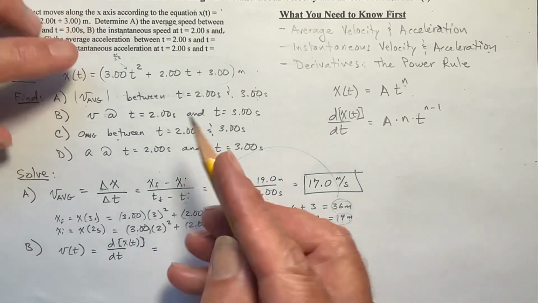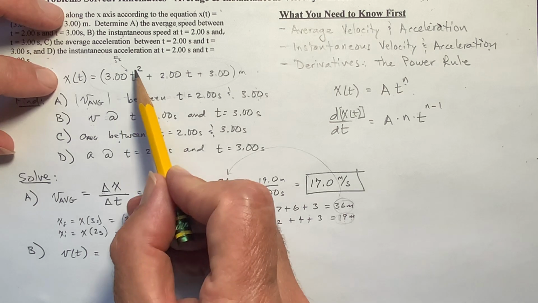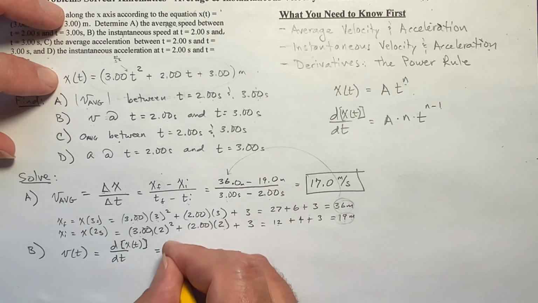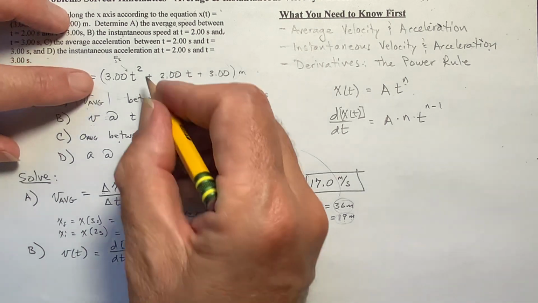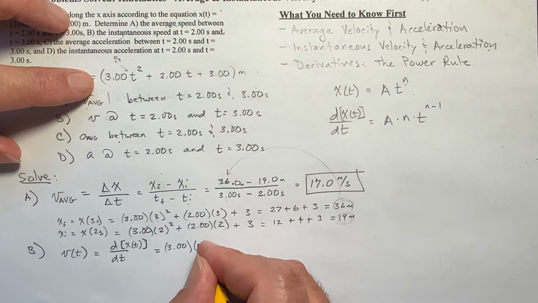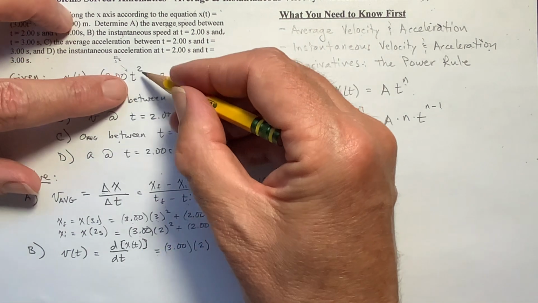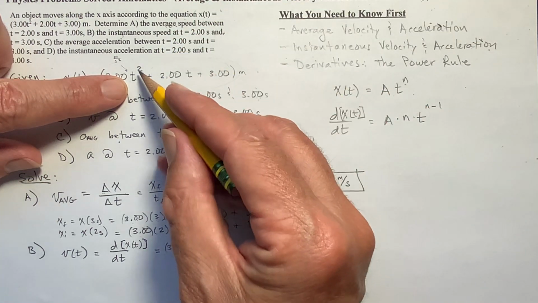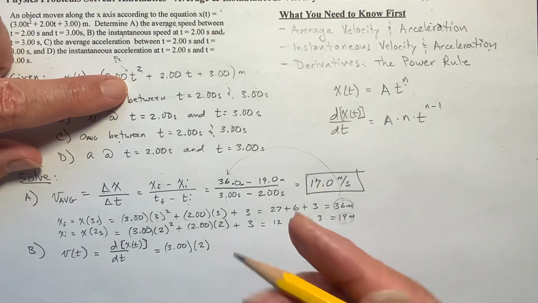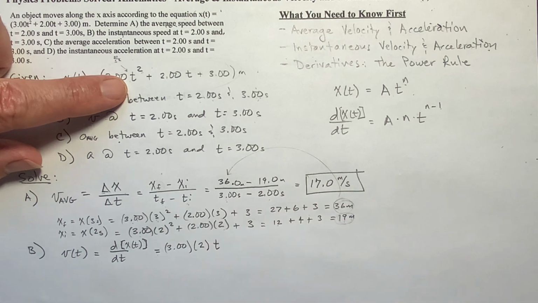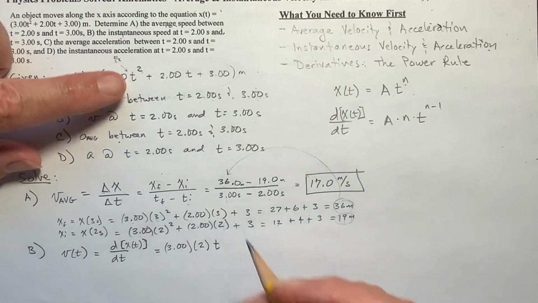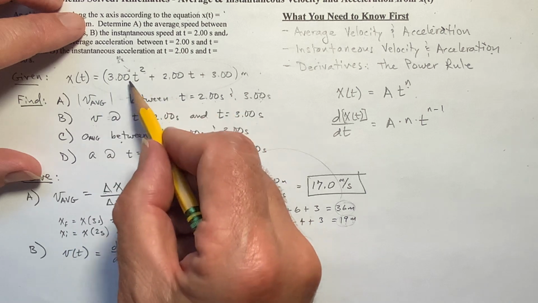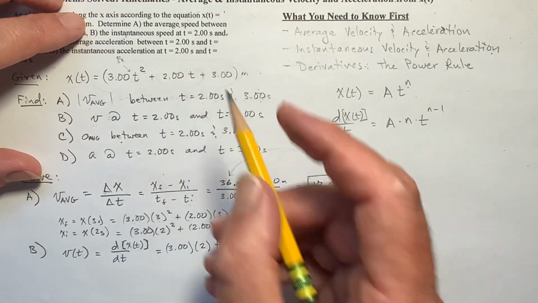And so let's take the derivative of this. Well, we keep the 3, and then we bring down the 2, and then we have 2 minus 1, right? n is equal to 2, so 2 minus 1 is 1, and t to the 1 is just t. All right? And now we're going to operate the power rule on this next term.